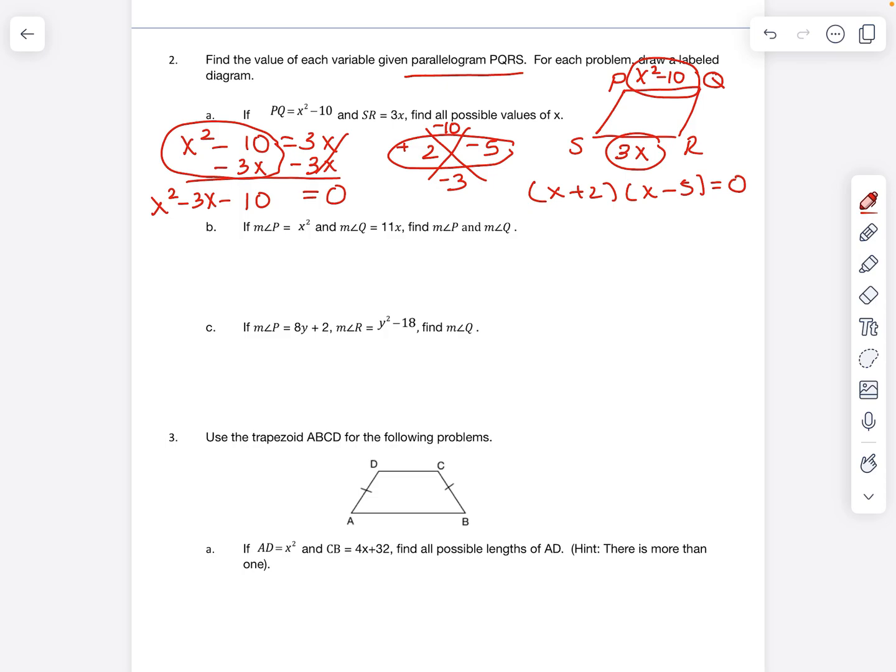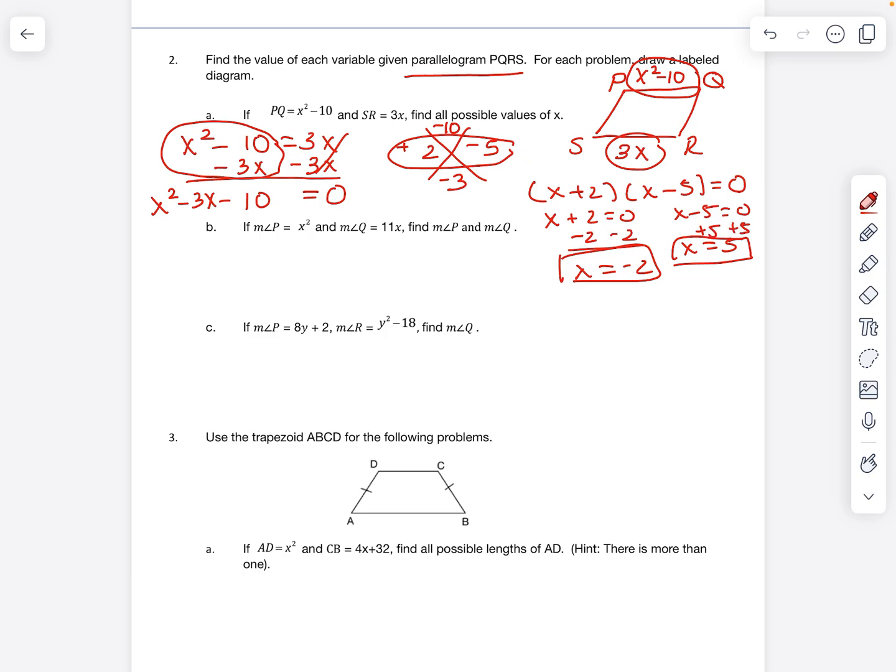Okay. Now we have to solve for x. So I have x plus 2 equals 0, x minus 5 equals 0. So minus 2 minus 2, x equals negative 2, and then x equals 5, because we can add 5.